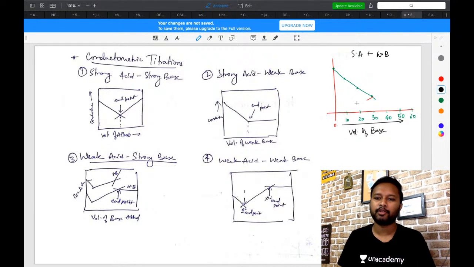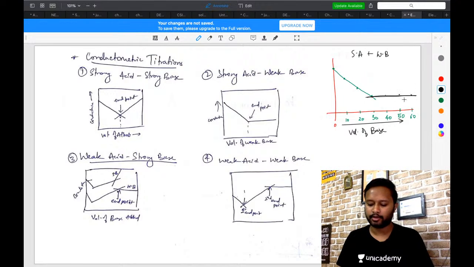The conductance is going to be low. So the increase which we saw earlier in the case of a strong base, you are not going to observe in the case of a weak base. The conductance is not going to increase, and that's why the curve is going to be something like this. Earlier the curve comes down because the strong acid is getting neutralized by the base, and after reaching the end point, the base is not able to dissociate, so it is not able to conduct and does not increase the conductance. So this point will be your end point.